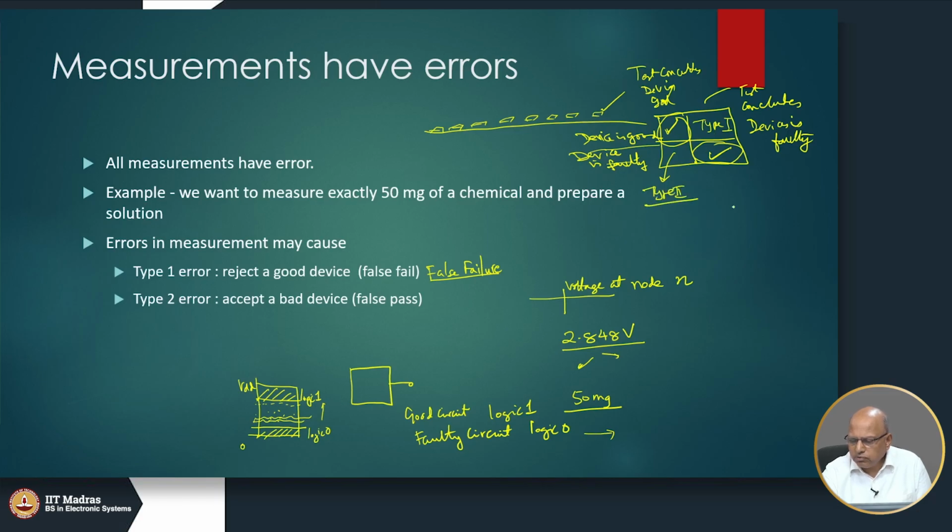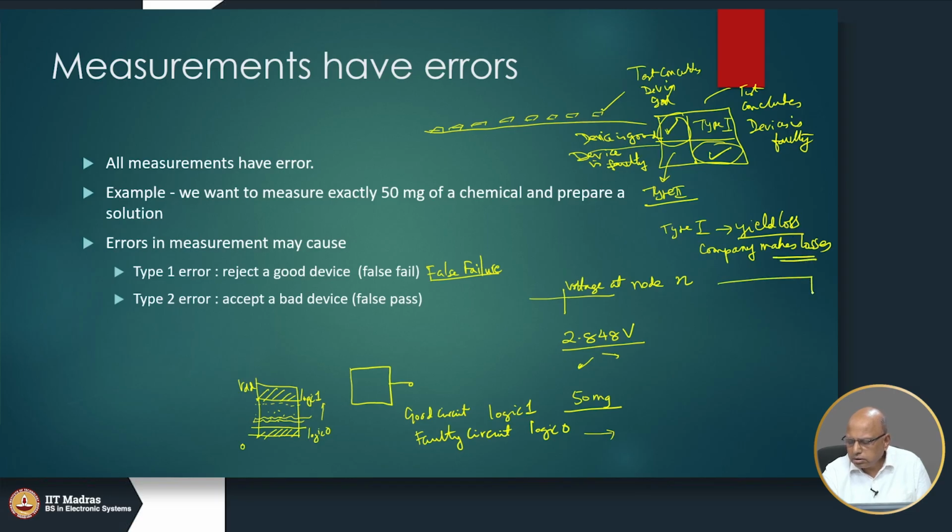What is the problem with type 1? Type 1 error leads to what is called yield loss. You are rejecting good devices, and as a result your profitability is getting affected. So, the company makes losses.